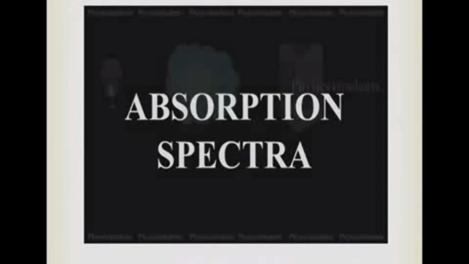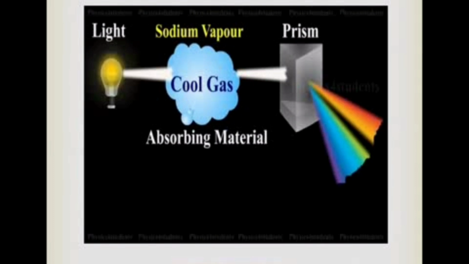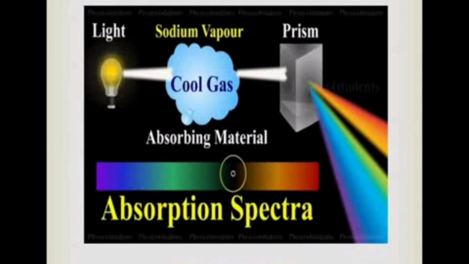Next one is the absorption spectrum. Absorption spectrum means when light is allowed to pass through a medium or an absorbing substance, the spectrum obtained is known as absorption spectra. Here cool gas is the absorbing substance. See, there is black color where the light was absorbed by the cool gas. That's why this black color is produced. This type of spectra is called absorption spectra.